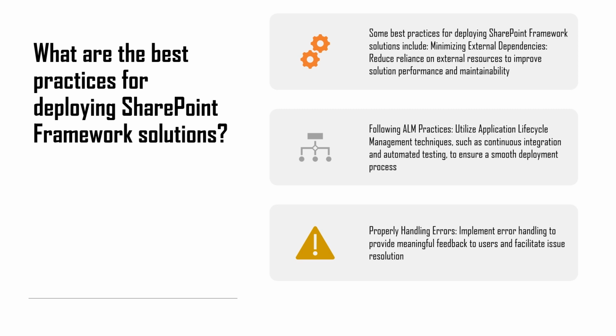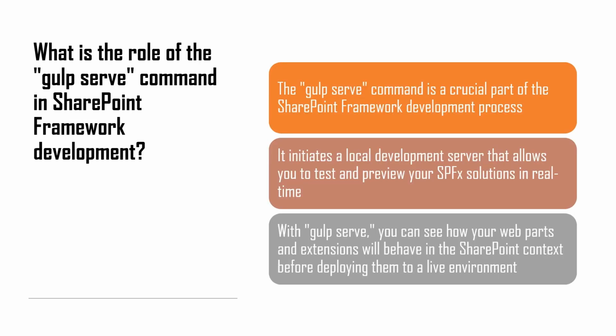Following ALM practices. Utilize application lifecycle management techniques such as continuous integration and automated testing to ensure a smooth deployment process. Properly handling errors. Implement error handling to provide meaningful feedback to users and facilitate issue resolution. Monitoring and maintenance. Regularly monitor your solution for performance and functional issues and keep it up to date with SharePoint changes.